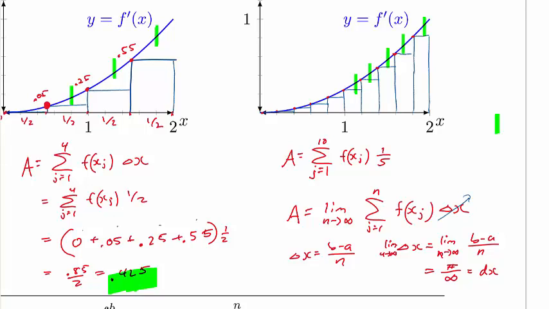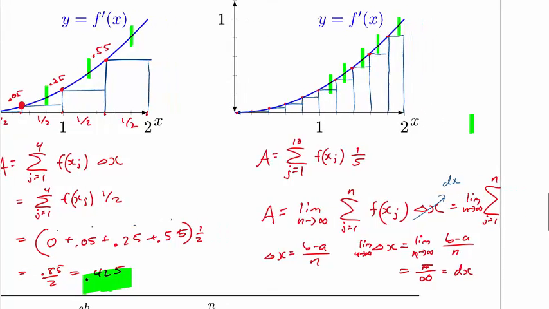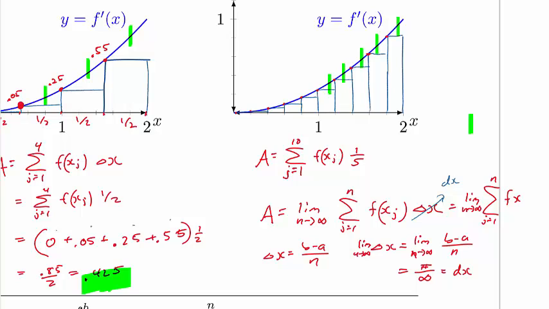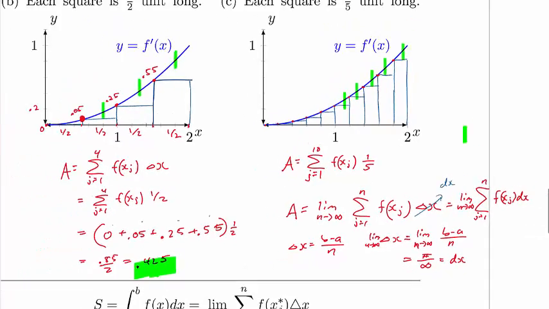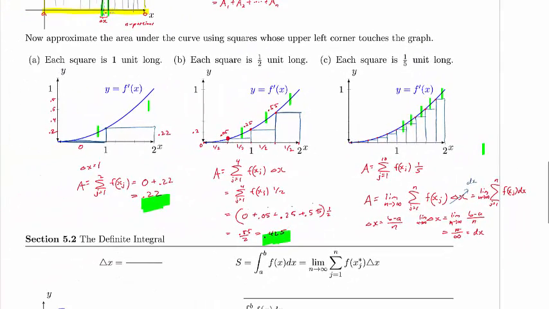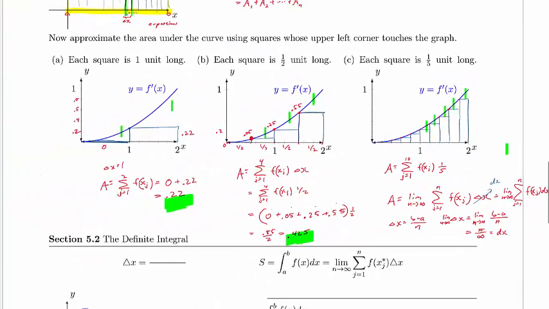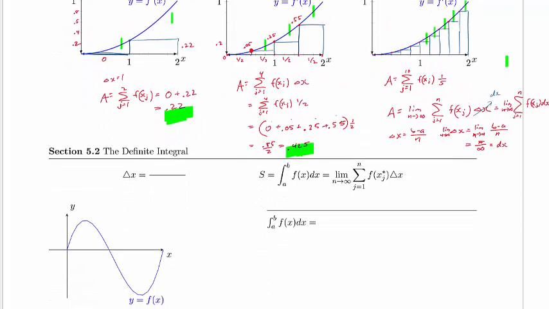So we can replace this delta x with a dx. Let's go ahead and rewrite this whole thing. The limit as n goes to infinity of the summation of j equals 1 to n of f of x j times dx. Okay, and there we go. That is our area under the curve. And this brings us to the next section, the definite integral.